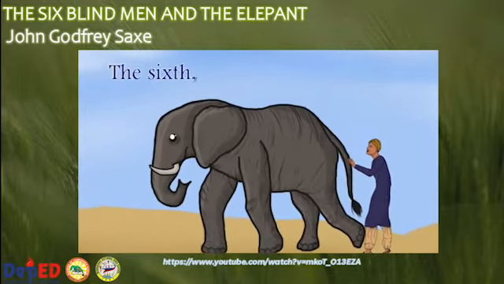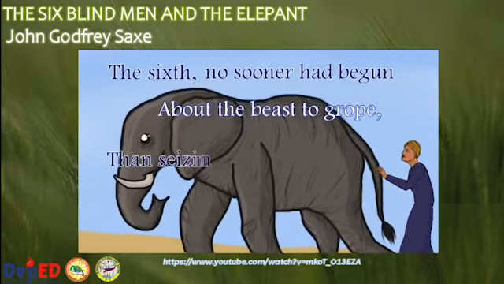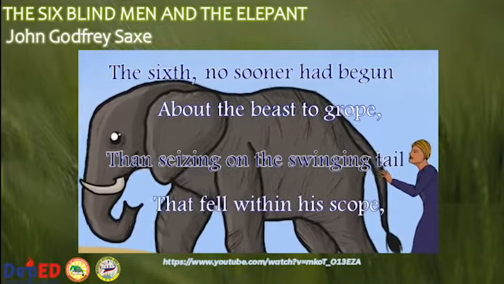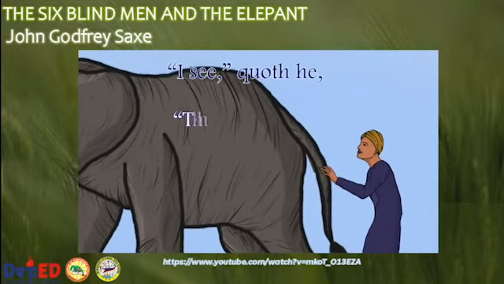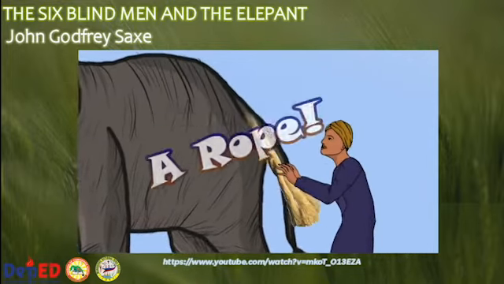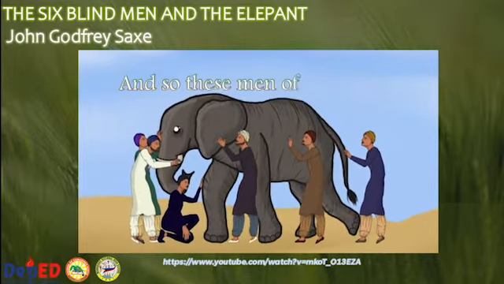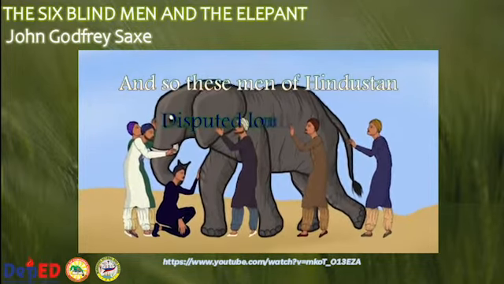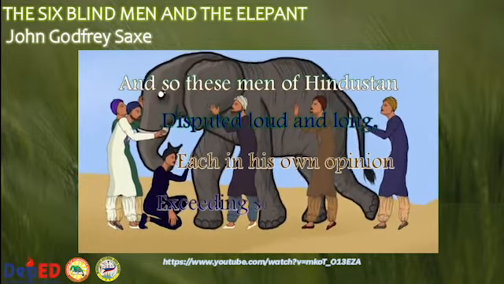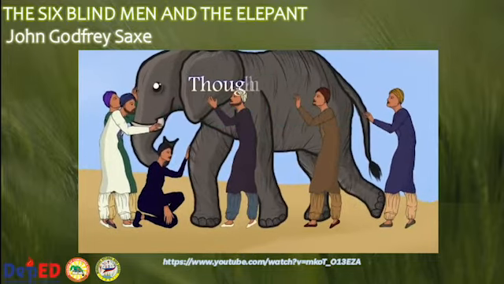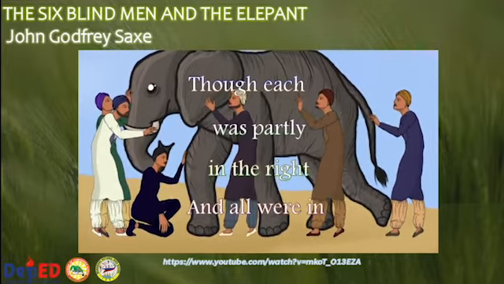The sixth no sooner had begun about the beast to grope, than seizing on the swinging tail that fell within his scope, "I see," quoth he, "the elephant is very like a rope." And so these men of Hindustan disputed loud and long, each in his own opinion exceeding stiff and strong, though each was partly in the right, and all were in the wrong.